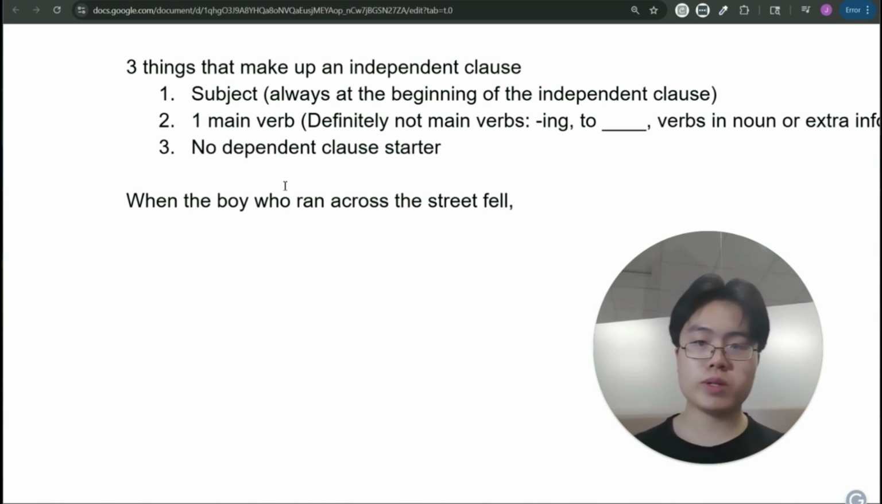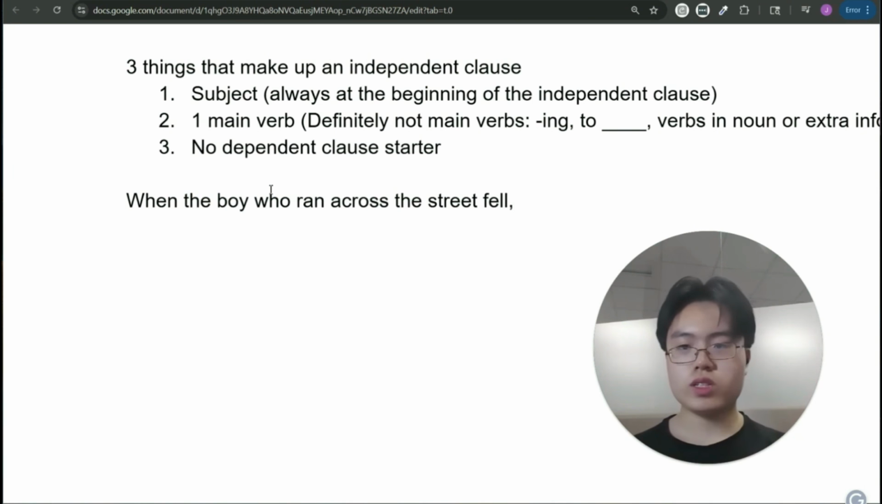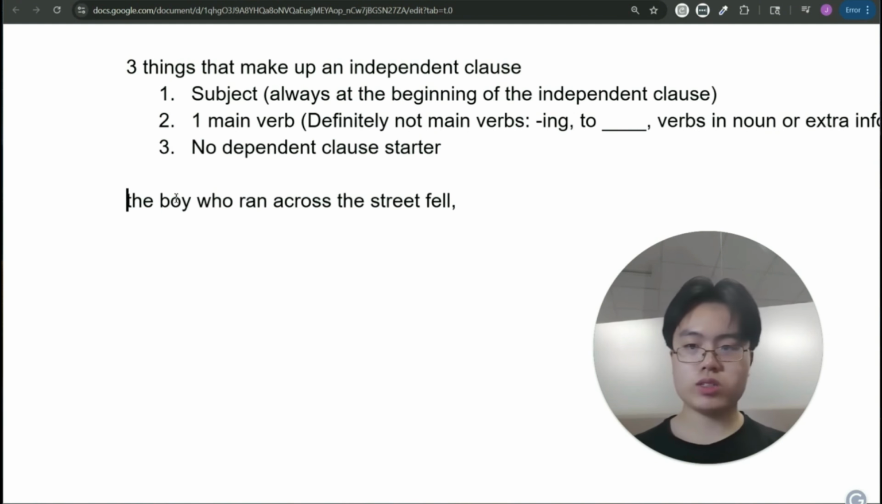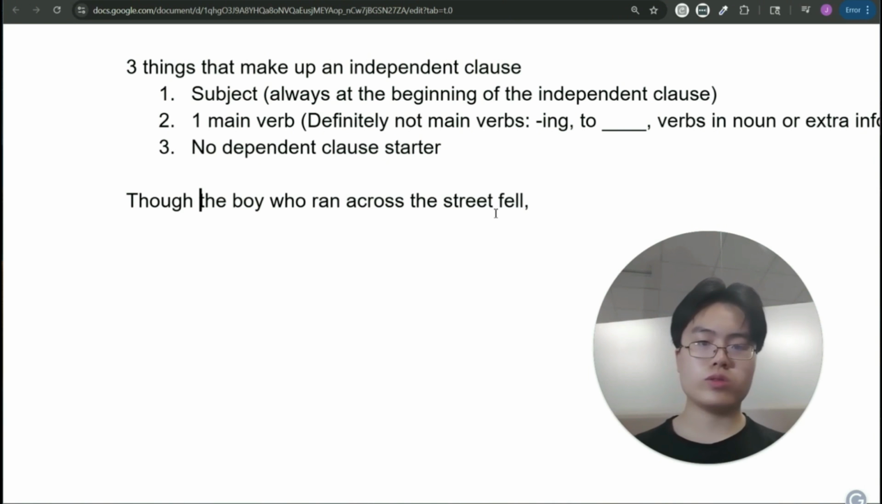We're not going to go into dependent clauses really, because I'm just going to treat it as additional information like everything else. But if you add a dependent clause starter to an independent clause. So this is an independent clause, right? We identified there's a subject and there's a main verb. However, when we add a dependent clause starter to it, it's not an independent clause. If we add a 'though', like 'Though the boy who ran across the street fell', that's not an independent clause anymore because of the 'though'.